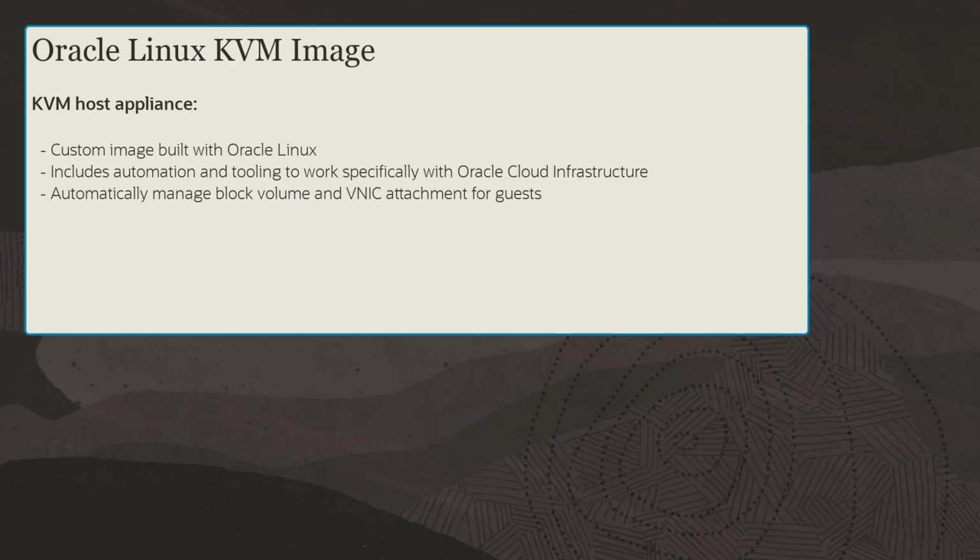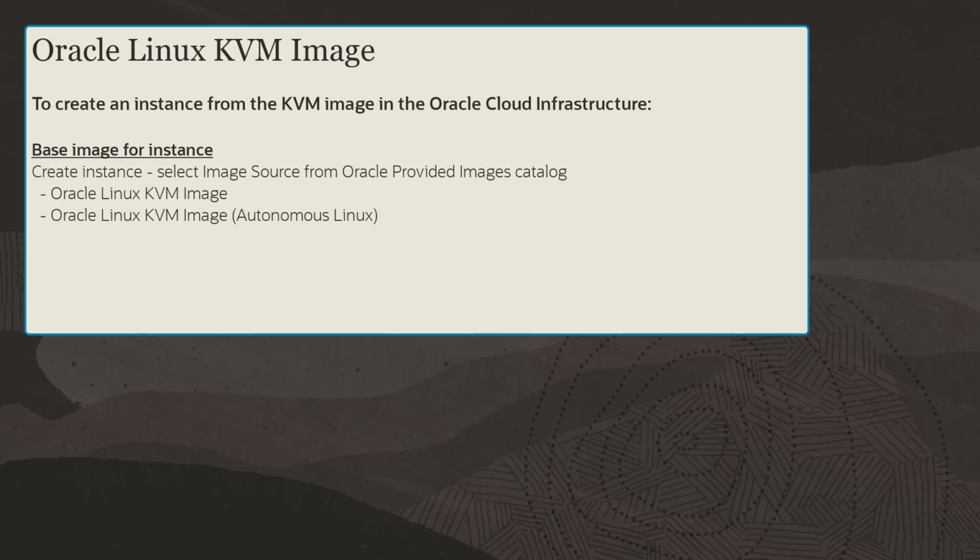Oracle Linux KVM Image is a host appliance built with Oracle Linux. The image includes automation and tooling using utilities designed to work specifically with Oracle Cloud Infrastructure instances, block storage, and instance secondary VNICs. To use Oracle Linux KVM in your Oracle Cloud Infrastructure, you create an instance by selecting one of the available KVM images offered.